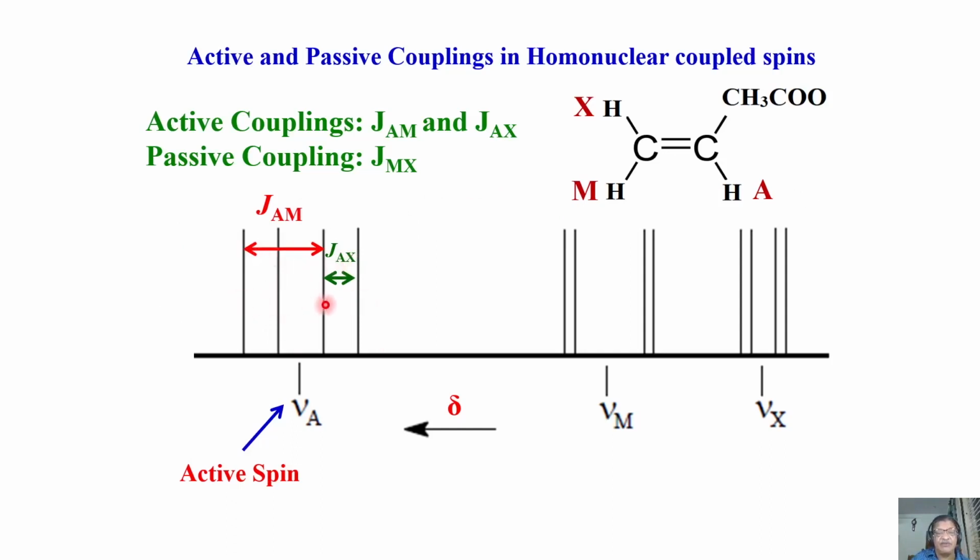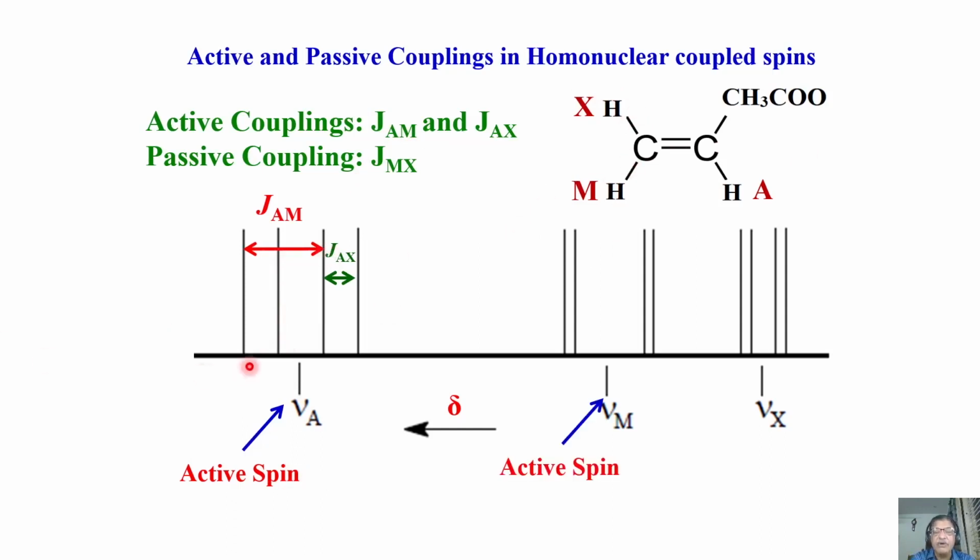This large coupling is one of them, and this separation gives me the small coupling. So at the site of this, I get AX coupling and AM coupling, which are couplings between active and passive spins. These are called active couplings. Coupling between active and passive spins is called active coupling, and passive coupling is coupling between passive spins. So I don't see MX here.